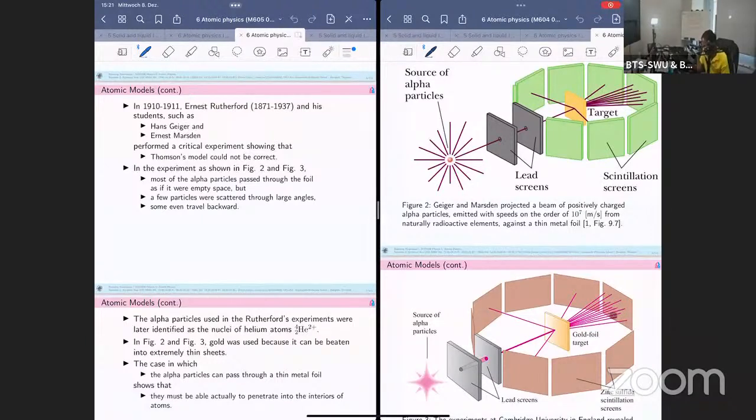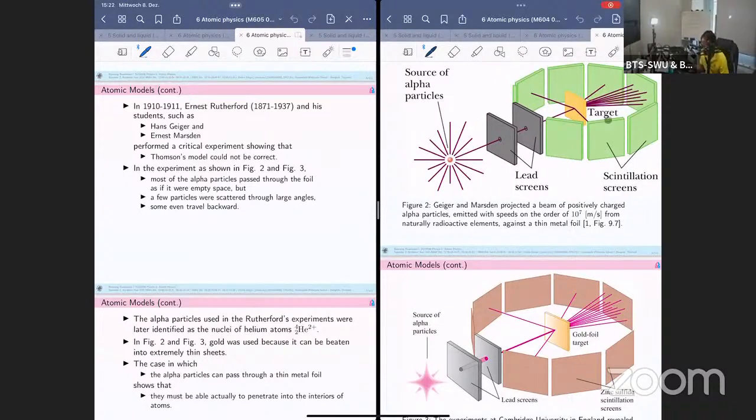What is the reason why they use gold as the target? Why don't we use other types of elements? Why should we use gold? Any idea? Only a single person is watching this live stream. Why?